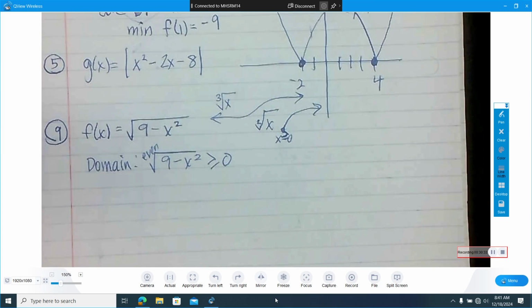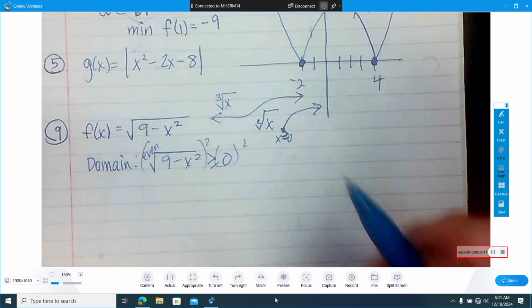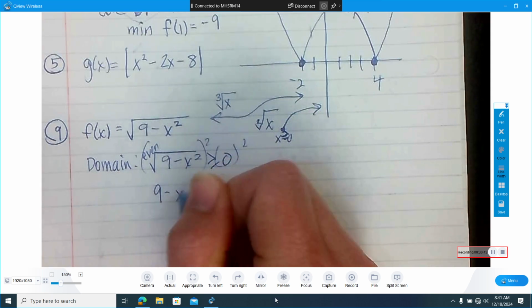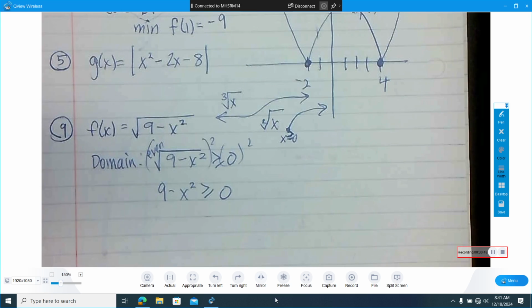Well, this is often a pretty complicated thing. I can get rid of my root by squaring both sides. We're left with 9 minus x squared is greater than or equal to 0. Do you know how to solve this? You cannot just isolate x. That only works on linear things. All right. So this is asking a very different question.